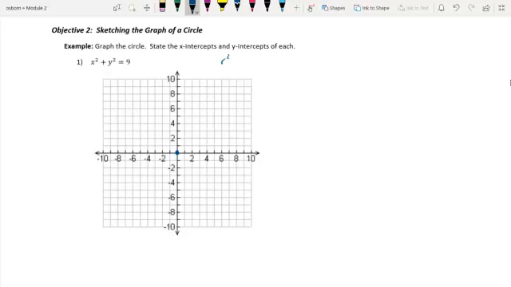Now, if r squared is equal to 9, then my radius I would find by taking the square root of both sides, which would be 3. Recall that I'm just looking at the positive because I'm talking about radius, which is a measurement. So I'm going to use my center point and count 3 units to the right, 1, 2, 3, 3 units up, 3 units to the left, 3 units down. So I have 4 coordinate points plotted besides my center point. And now I'm just going to connect these with a smooth curve.